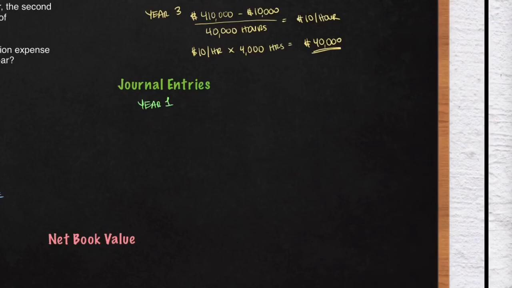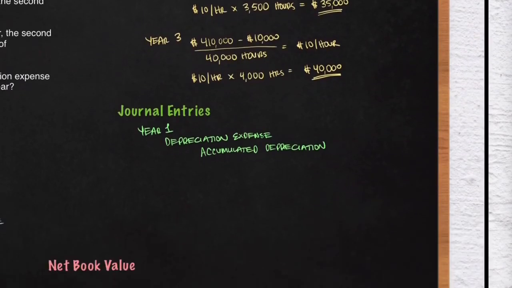The journal entries, the debits and credits are always the same each year. Your debit's going to be depreciation expense, and we're going to have that for the first year for $30,000, and your credit will be accumulated depreciation, which is a contra asset, and that contra asset will bring down the equipment. So again, year one was $30,000.